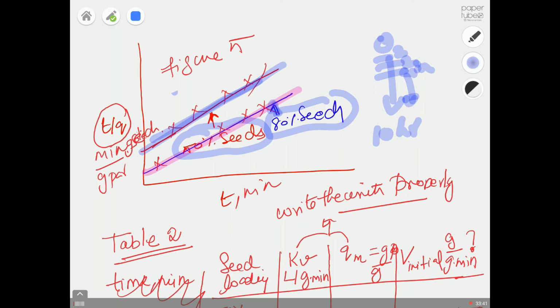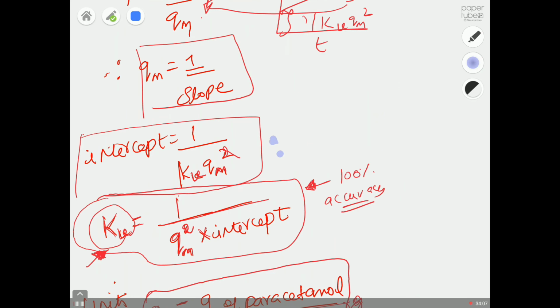So this is the last plot you have to plot, and then you have to check the R square values. If the R square value is 0.99, it means your model is good. Once you finish this, you take the slope and the intercept, and then you have to go back to here. Use this formula. From the intercept you can get your kV value, and then from the slope you can get your QM value.